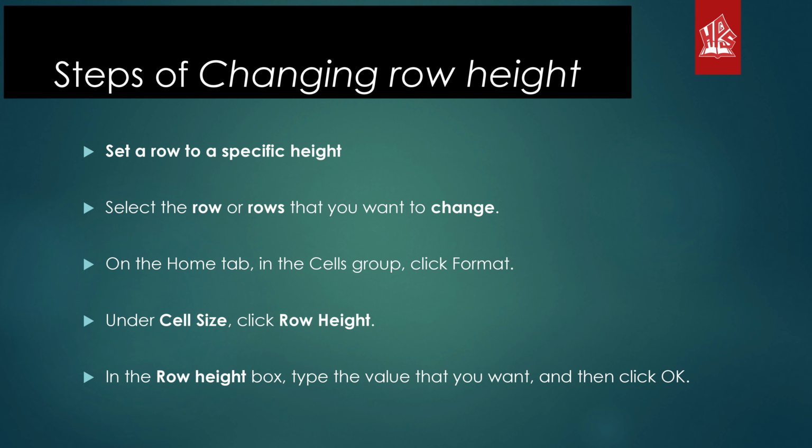There are a few steps from which we can easily change our row height. To set a row to a specific height, select the row or rows that you want to change. On the Home tab, in the Cells group, click Format. Under Cell Size, click Row Height. In the Row Height box, type the value that you want and then click OK to return to the worksheet.